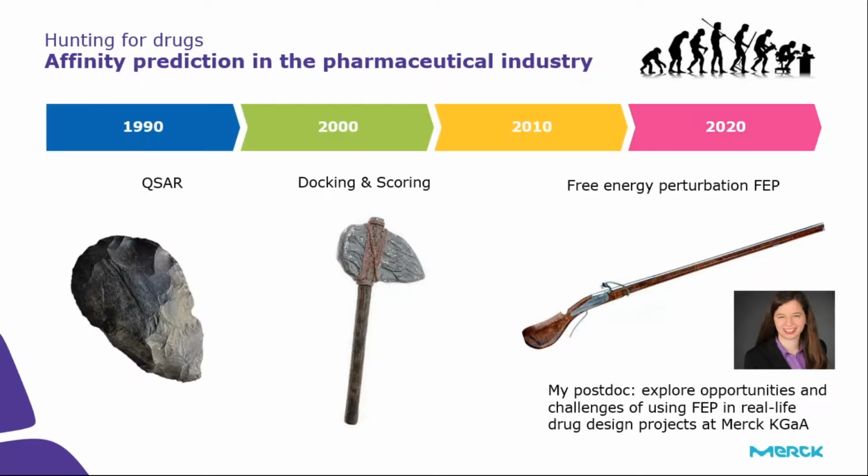So affinity prediction has gained a lot of interest in the pharmaceutical industry and also at Merck. And this goes back a long time already to the 90s, where people started building QSAR models and then moved on to docking in the 2000s. And now, since the 2010s, we think that free energy calculation methods have really become mature enough to also be used in an industry setting.